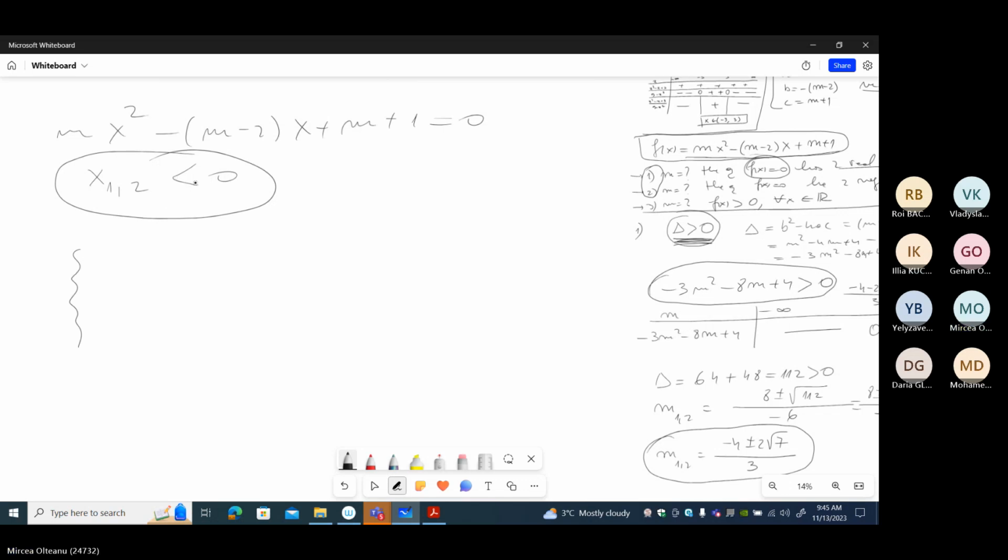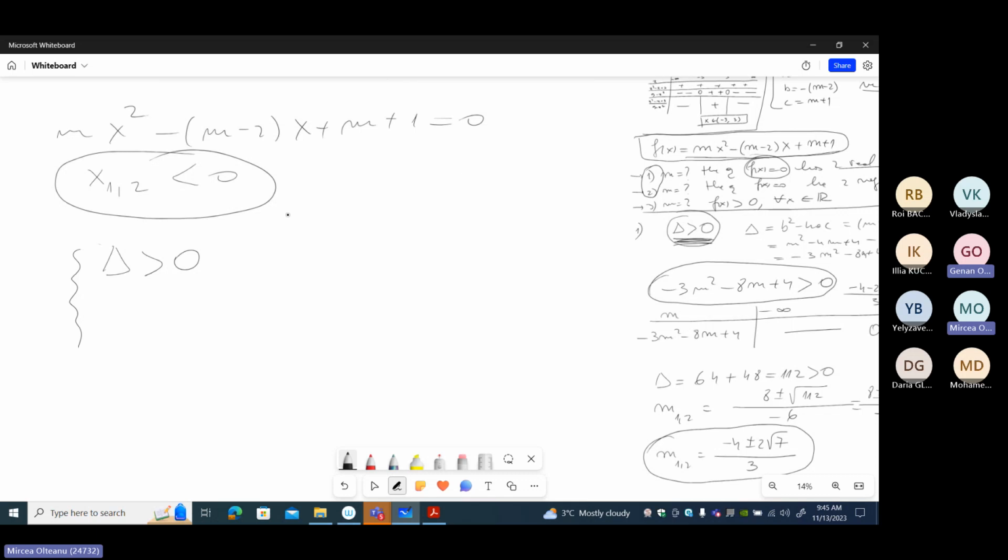Well, it's very clear. If we want to have two negative solutions, first of all, we need to have two solutions. So the first condition is delta must be positive, because if we don't have two real solutions, it's impossible to have two negative solutions. Okay, now we have two solutions. What conditions are needed in order to be both negative?